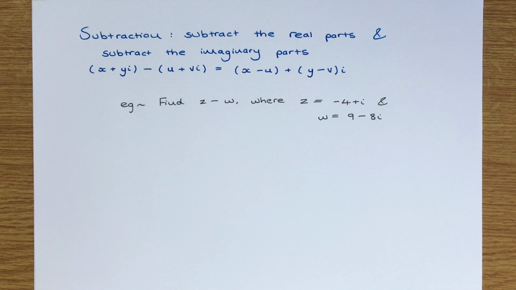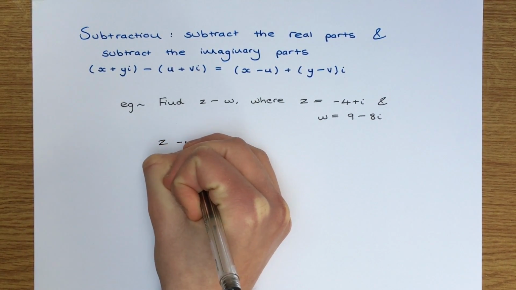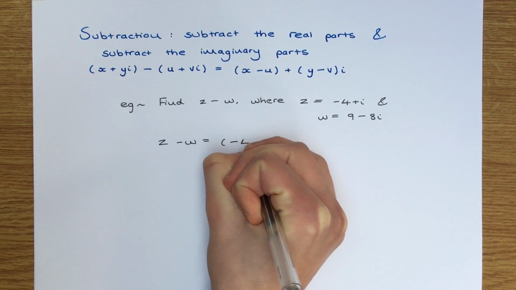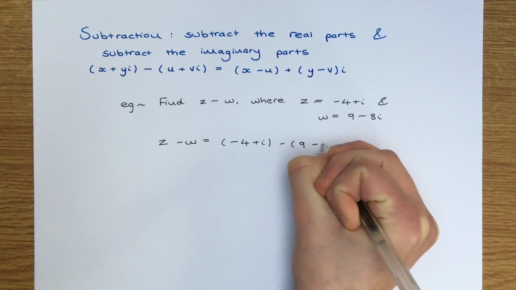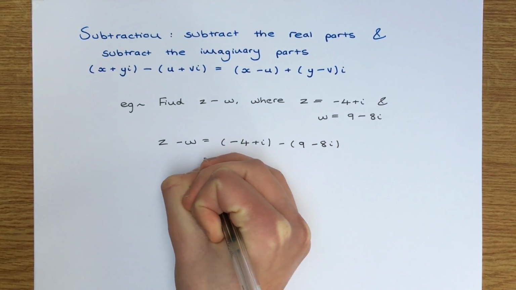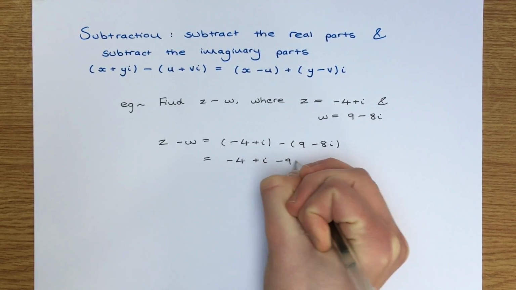Subtraction is very similar to addition. You'll just want to subtract the real parts and then subtract the imaginary parts. So in this example I'm finding z minus w, where z is minus 4 add i and w is 9 minus 8i. I'll just expand the brackets out so we get minus 4 add i, minus 9 add 8i.